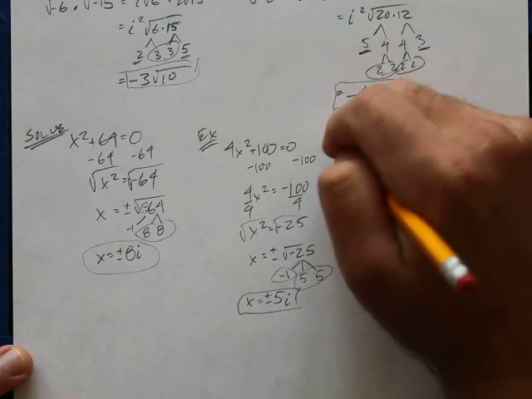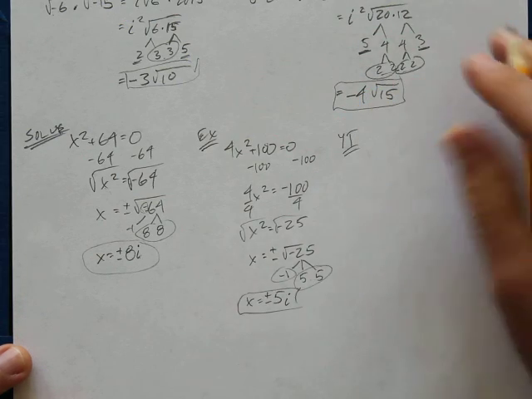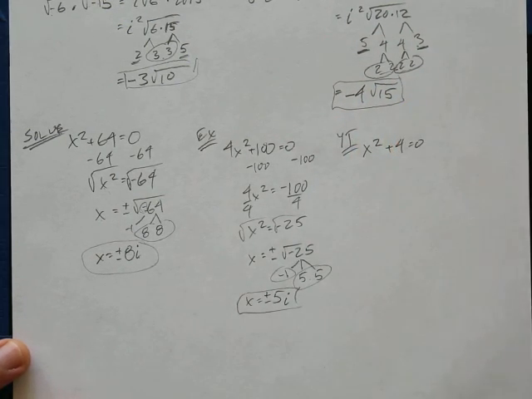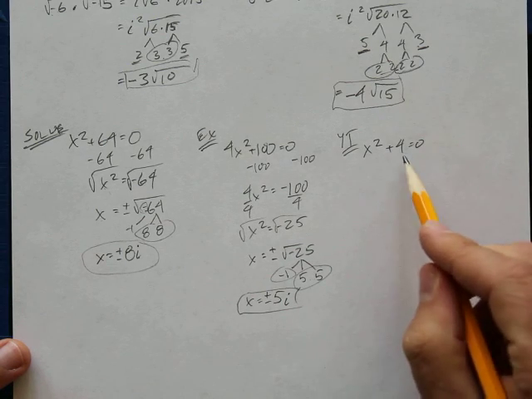All right, we've done 2 together. You guys do this one. x squared plus 4 equals 0. All right, go ahead and pause and do this one. Go.